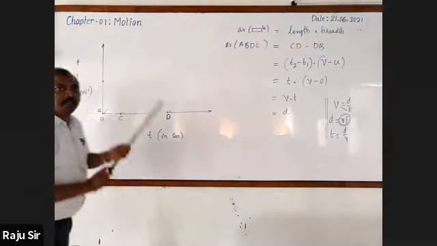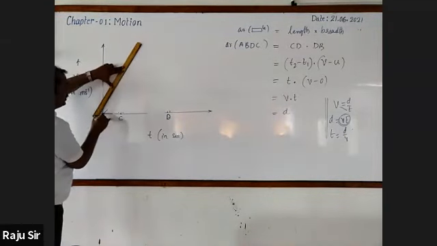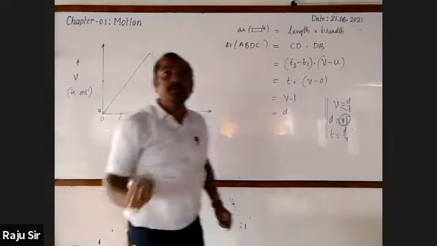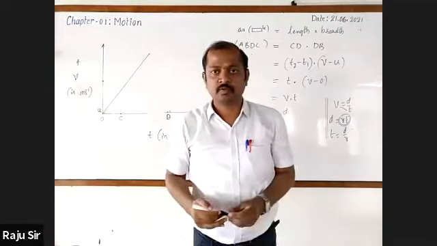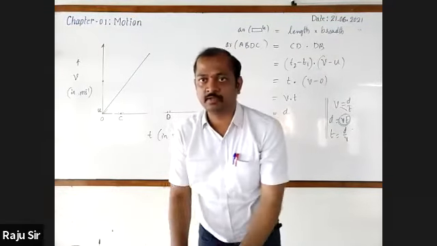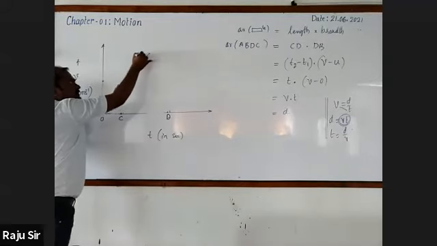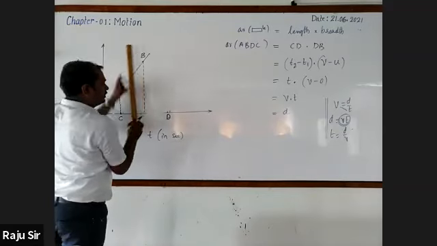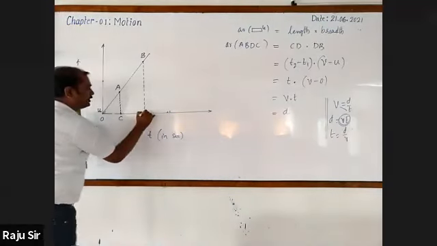Here, again, we have drawn the VT graph, and in this VT graph, this line indicates uniform acceleration. Right? It is uniform acceleration. I'm going to take 2 points on this line. I take the first point as A, second point as B. Let us draw a perpendicular from A to the time axis. Similarly, from B to the time axis. I call this point D.